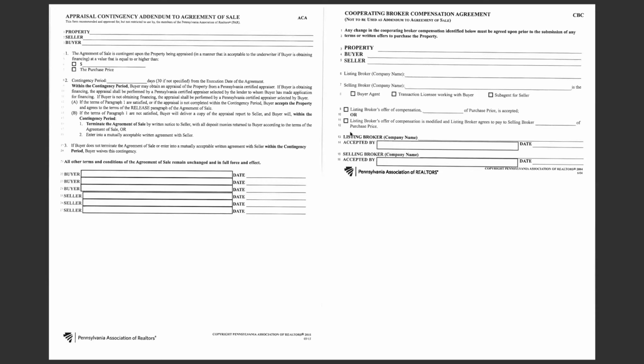This appraisal contingency form is pretty self-explanatory, and generally you would check off the purchase price. You want this property to appraise for the purchase price. Cooperating broker compensation form is the next one. And you want to make sure you fill this out and send it over.